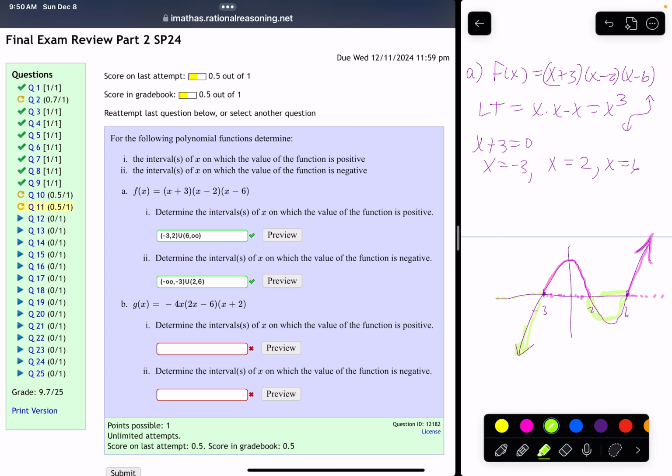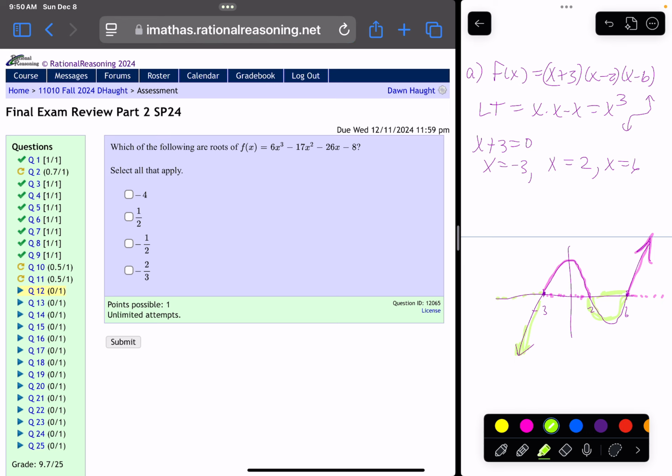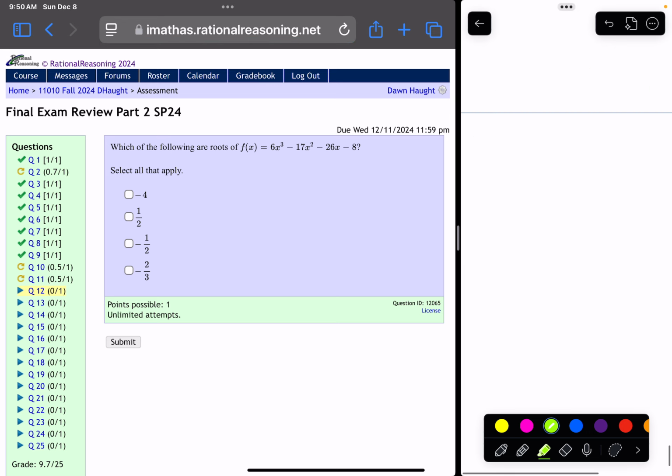Okay. And the last one we're going to do is 12. We will split this up and do the last remainder in a fourth video. It says, which of the following are roots of this function? All we're going to do is plug them in and see if we get 0. That's what we're looking for.